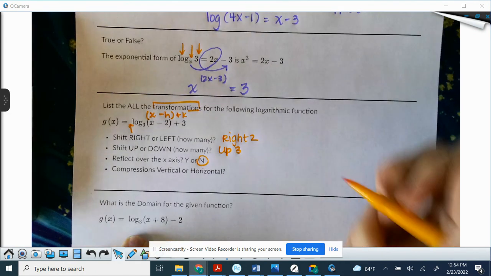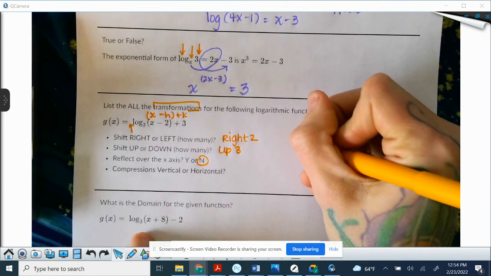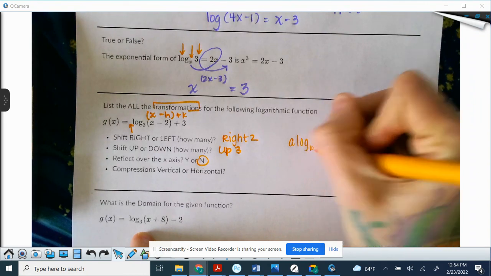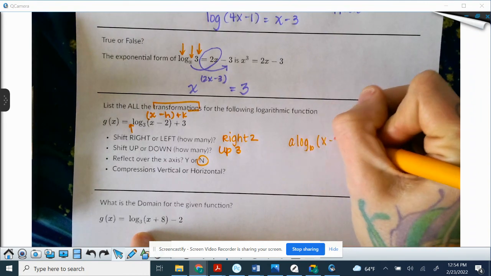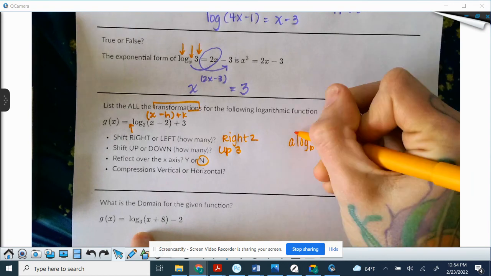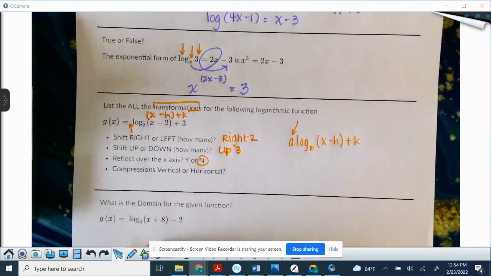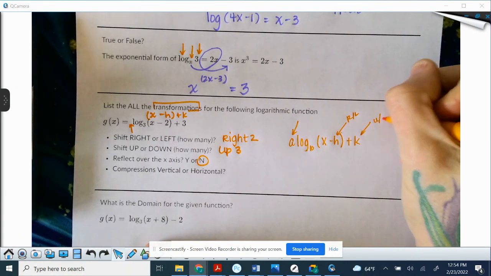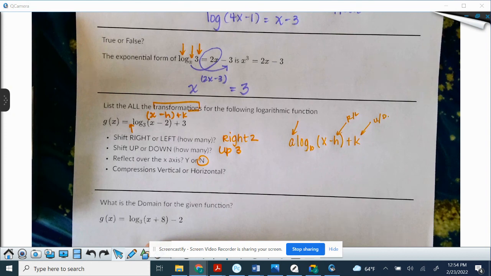So it's, and I might be making up the wrong letters, but log, say 10, x minus h, plus k. And so it still controls all the same thing. Your A is your steepness. If it's a negative or positive in the front, that's when it flips. X minus h is your right, left. K is your up, down. Everybody's good?